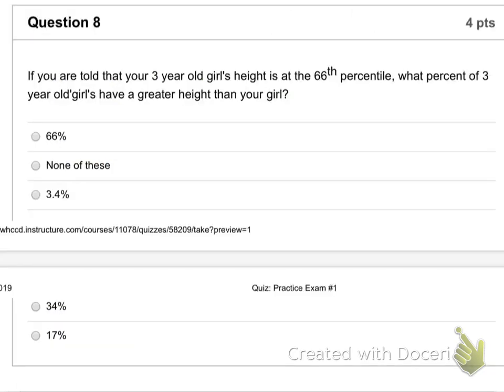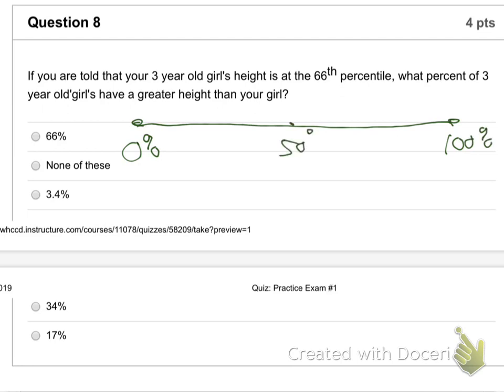All right. Okay, so question number 8. If you're told that your 3-year-old girl's height is at the 66th percentile, what percent of 3-year-old girls have a greater height than your girl? Good. So remember how percentile works? It's like a big line of percentages, and they start with 0% here and go all the way to 100%, with 50 in the middle.